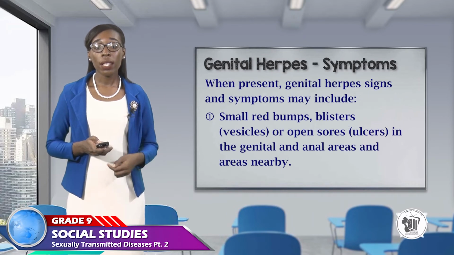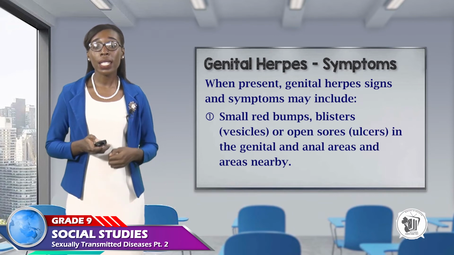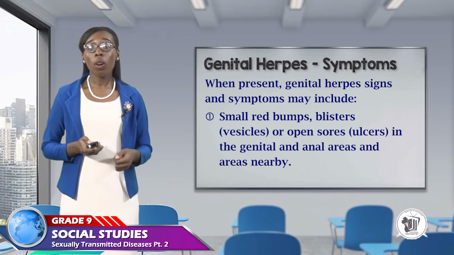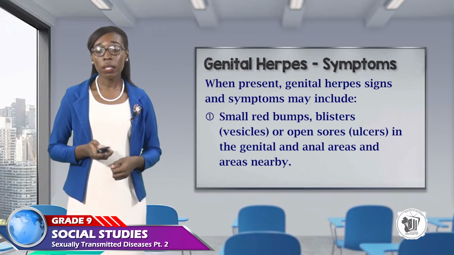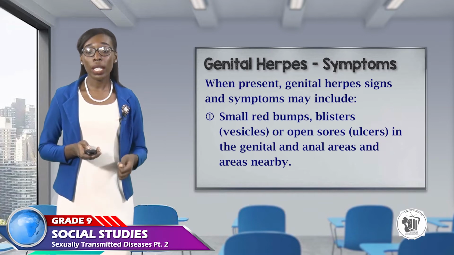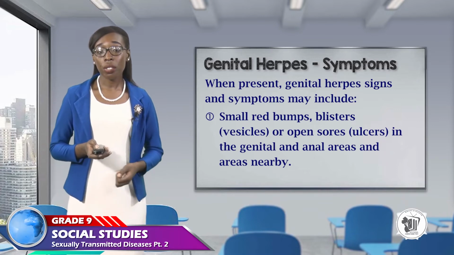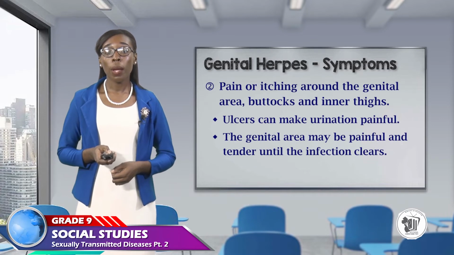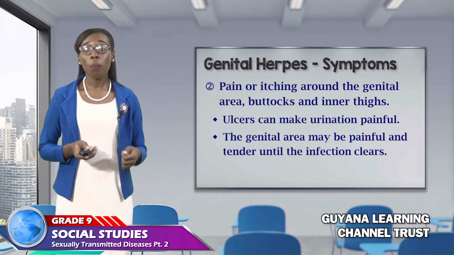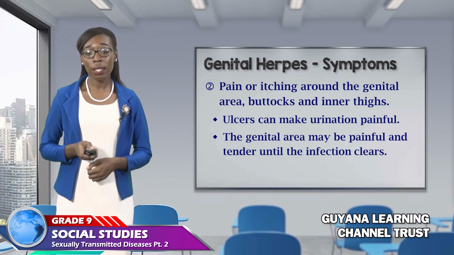When present, genital herpes signs and symptoms may include 1. Small red bumps, blisters, or often sores in the genital or anal areas and areas nearby. 2. Pain or itching around the genital area, buttocks, and the inner thighs.